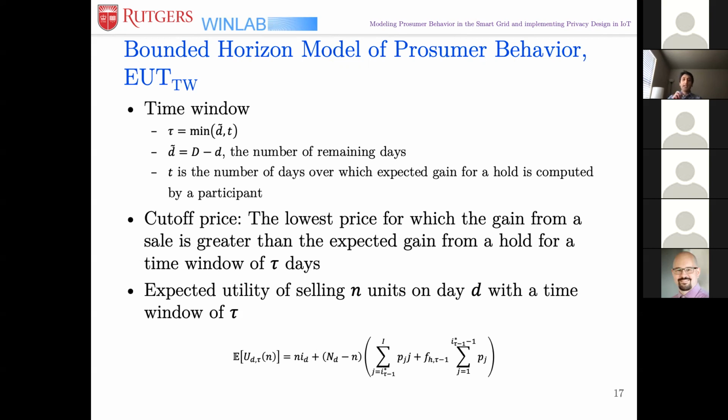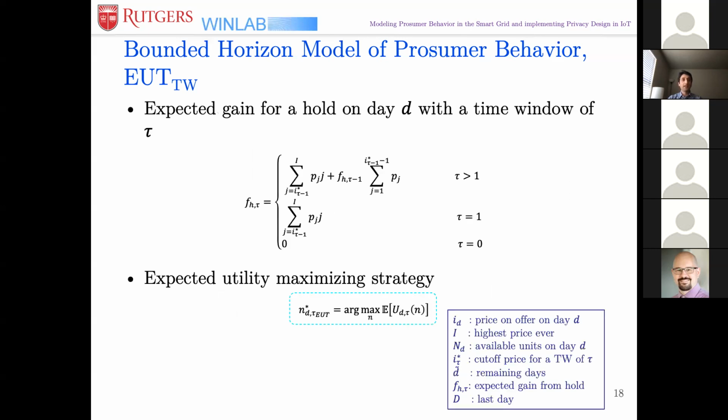But here, EUT with a time window may compute the expected utility for a smaller number of days than is used by EUT. In this framework, the cutoff price is the lowest price for which the gain from a sale is greater than the expected gain from a hold for a time window of tau days. And the expected gain for a hold on day D with a time window of tau is defined recursively over the tau days.